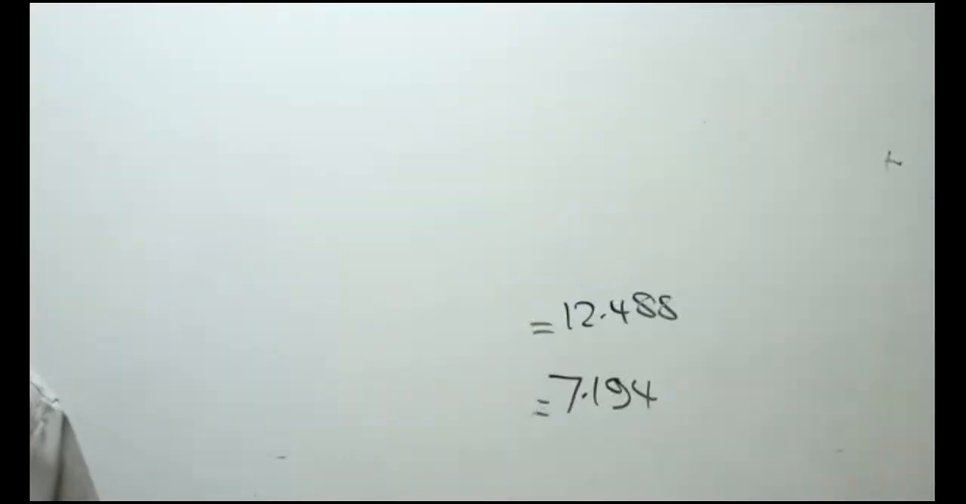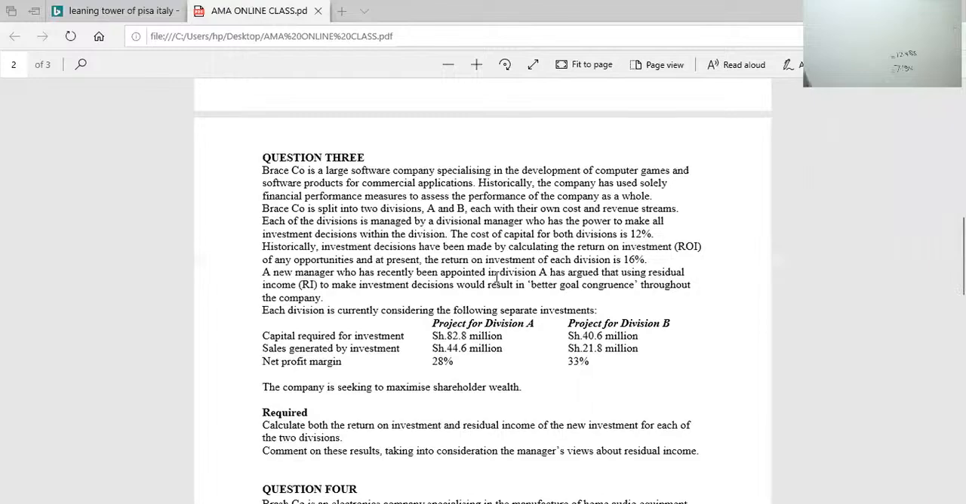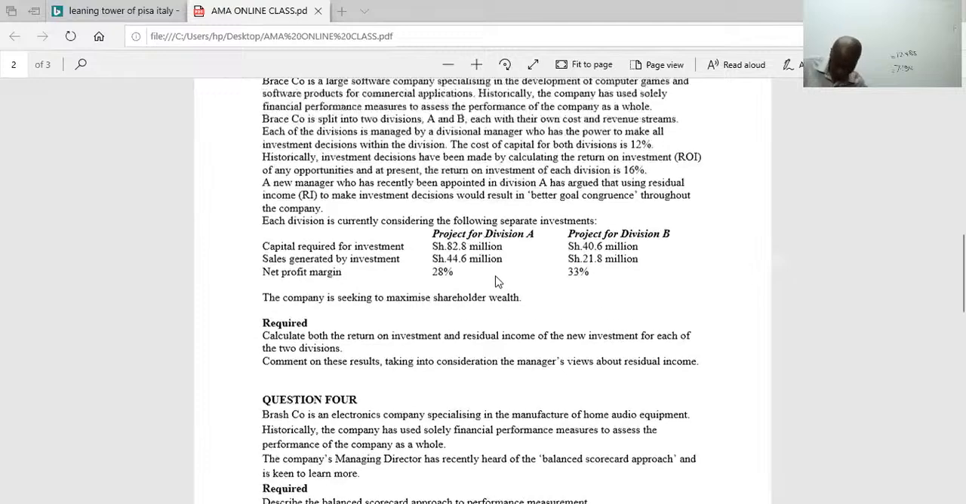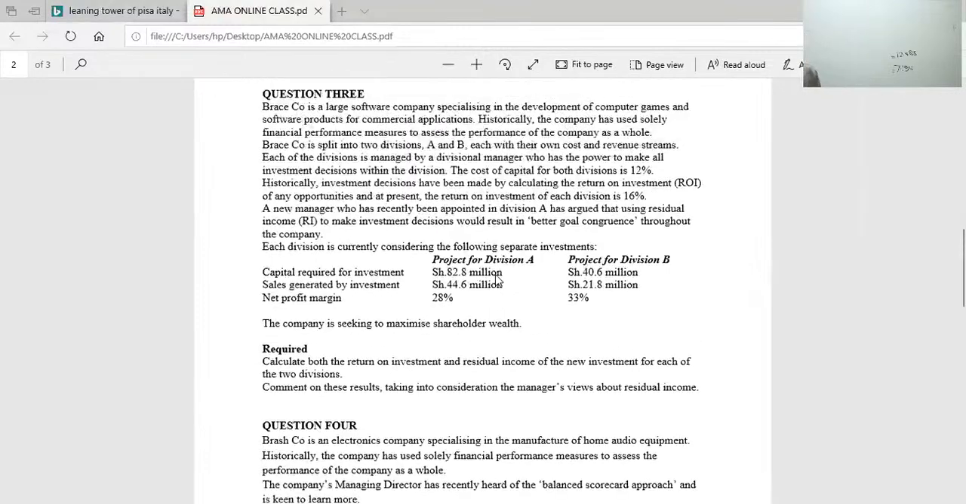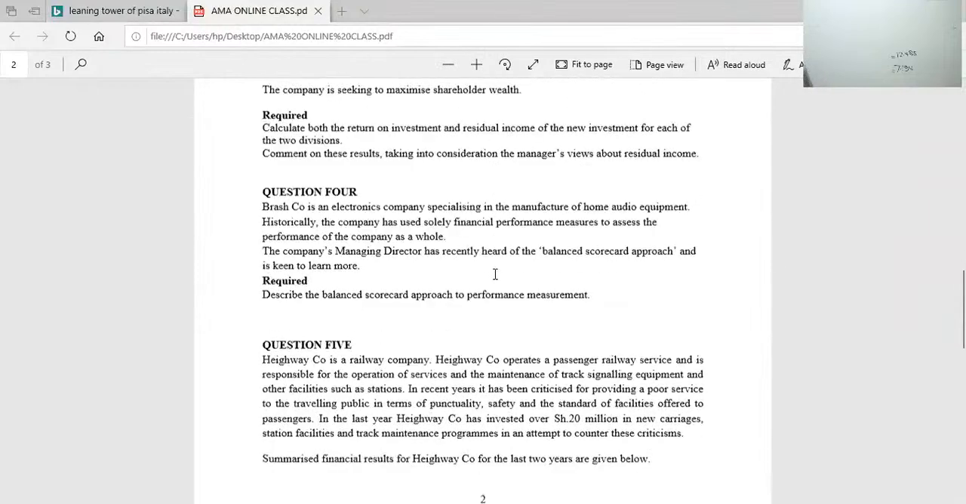For the ones who are going to pray to come back, they could be looking at May 2018, question number 5A, and they could do for us the ROI for that particular question. May 2018, question number 5A, Roman 1. Let them have a look at that.